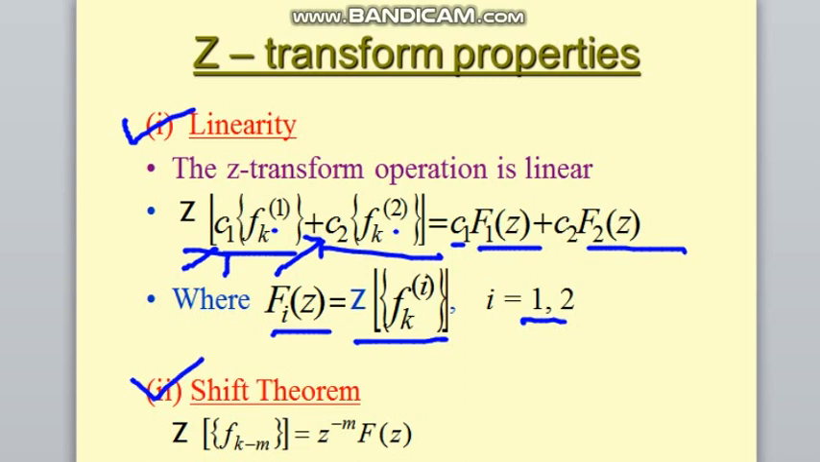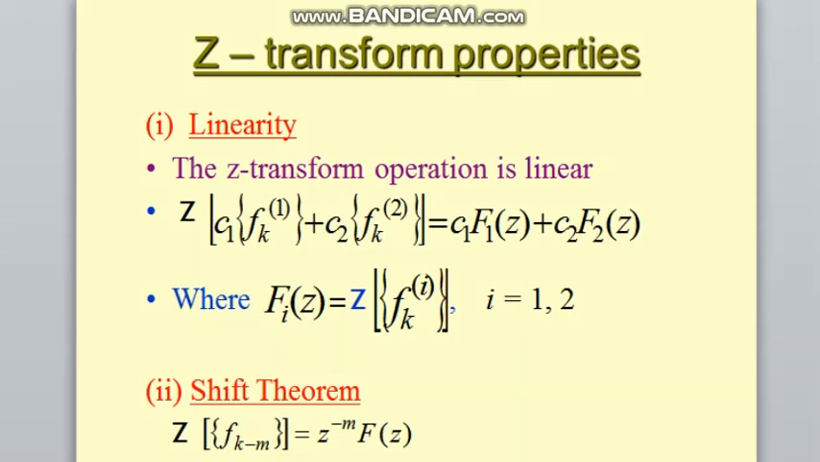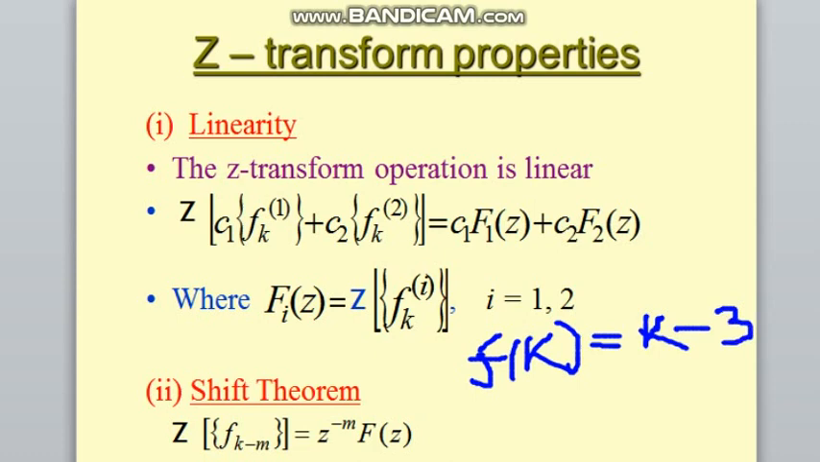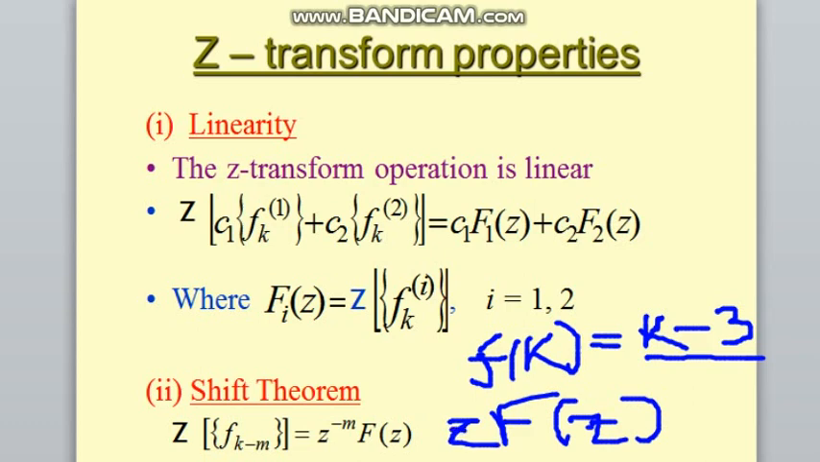And the second property is the shift theorem. If there is any kind of shifting on the function, the transform will be multiplied by z to the power of the shift. Let me give you an understanding with an example. I have taken a function f(k) equal to k minus 3. Whenever you Z transform f(k), it becomes F(z), and for k minus 3, z to the power minus 3 will be multiplied to F(z).